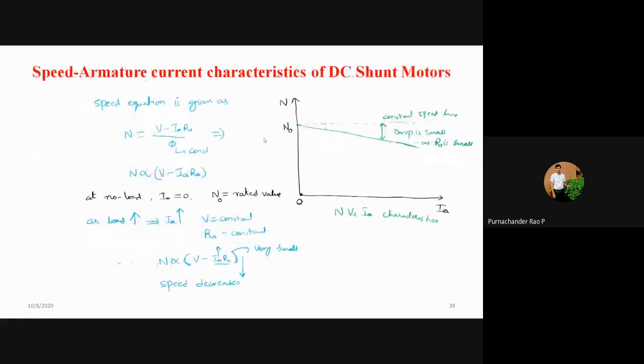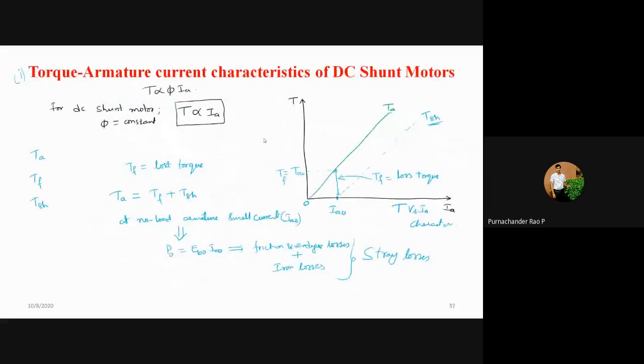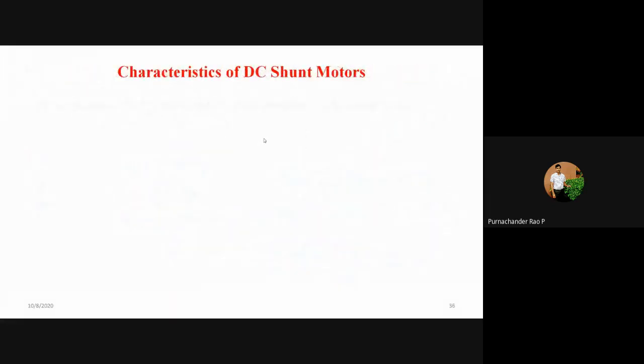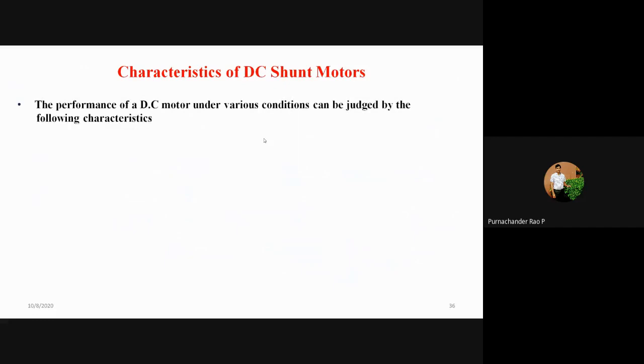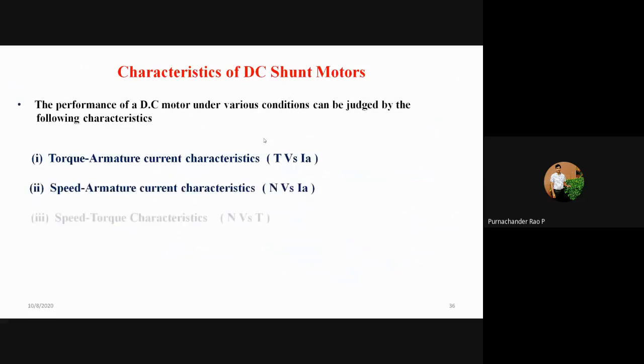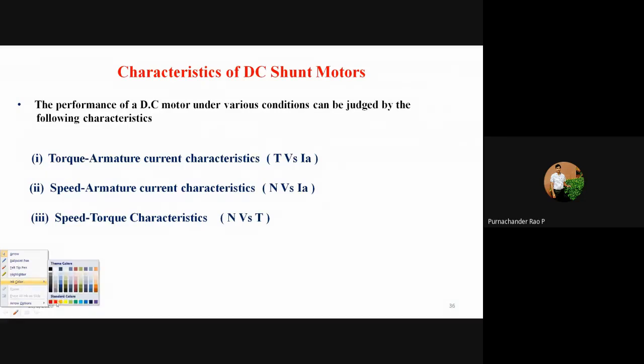So yesterday we discussed the characteristics of DC motor. There are three different types of characteristics. The first characteristic is the torque versus armature current characteristics, the second one is the speed versus armature current characteristics, and the third one is the speed versus torque characteristics. We will discuss these characteristics for three different motors.